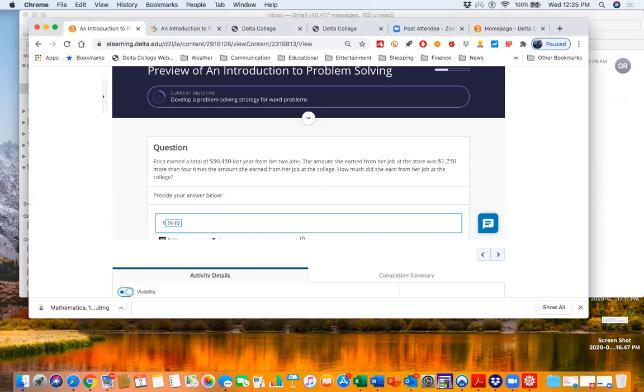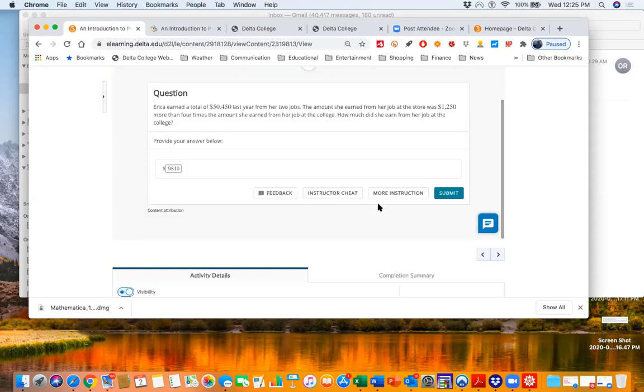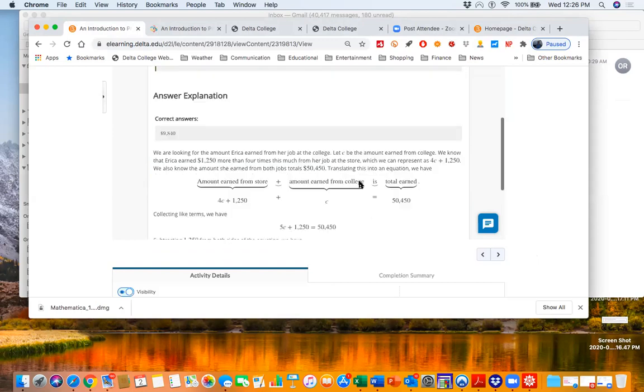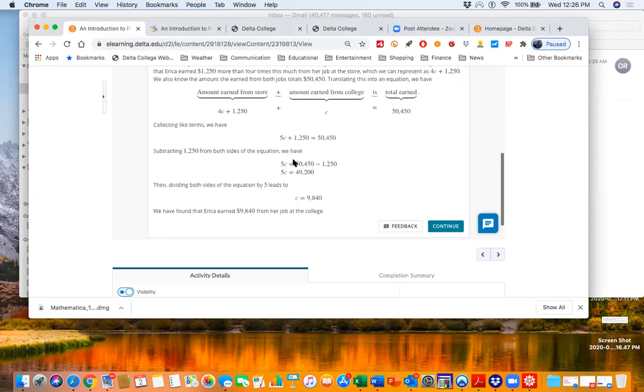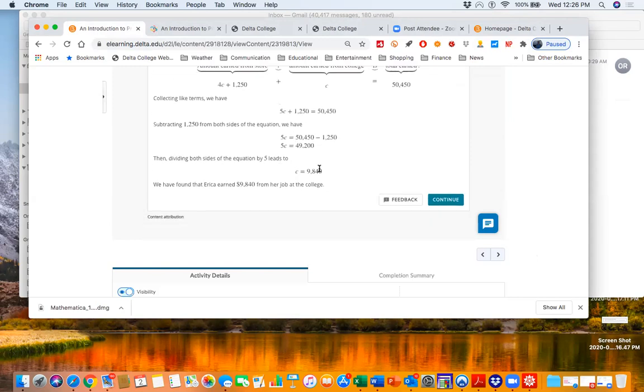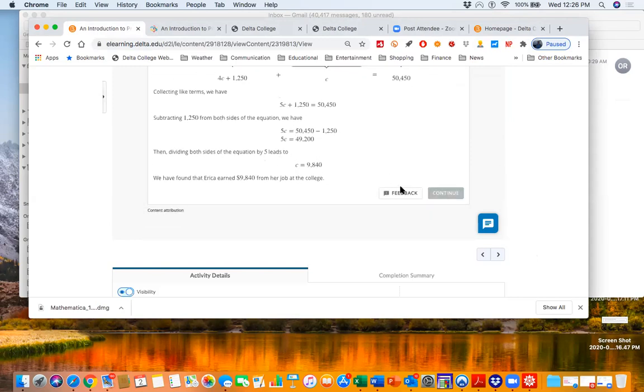Be careful when you're answering with the final answer here, because they might ask, how much did she earn from the store? And then you would need to go back in and figure out what the 4X plus 1250 is equal to. Or they might ask for both. So just be careful on those and make sure you're answering what they wanted. And you're right, they used C for college instead of X. Either way works, and we got it right.